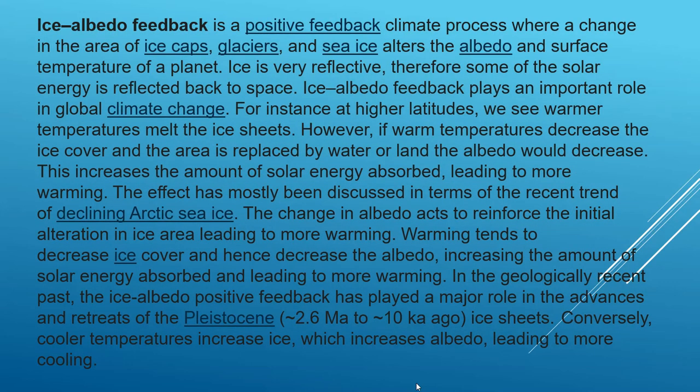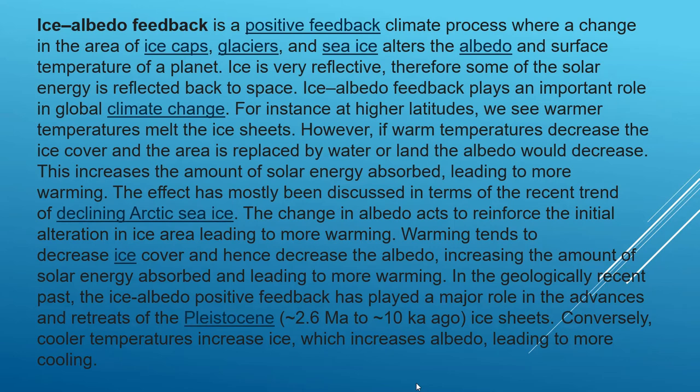Ice albedo feedback is a positive feedback climate process where a change in the area of ice caps, glaciers, and sea ice alters the albedo and surface temperature of a planet. Ice is very reflective. Therefore, some of the solar energy is reflected back to space. Ice albedo feedback plays an important role in global climate change for all the things I've been mentioning.